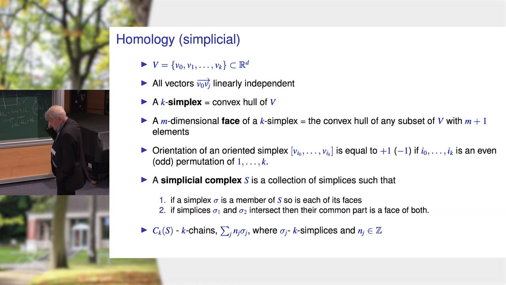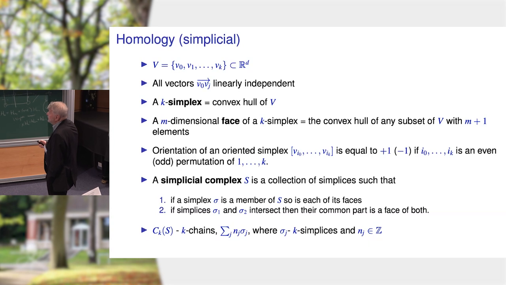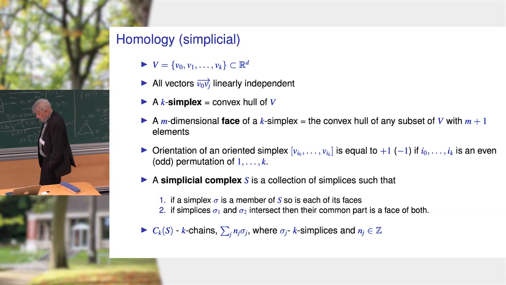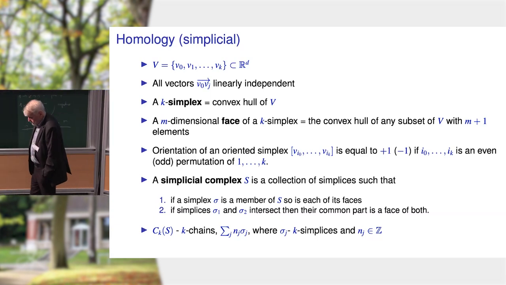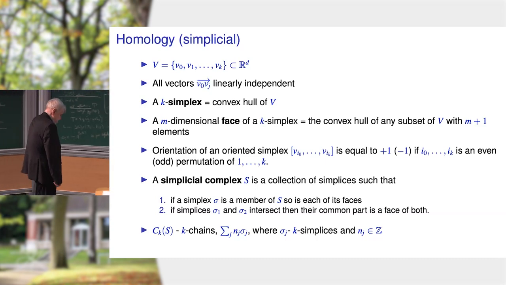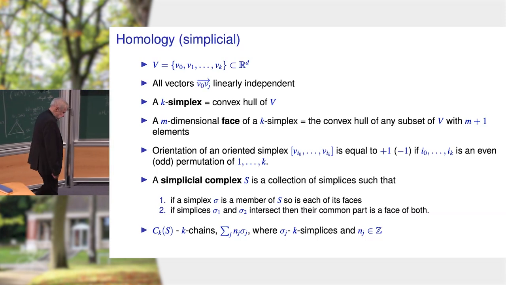So a k-simplex is a convex hull of k+1 points, and an m-dimensional face of it is a convex hull of any subset. And you can orient the faces or simplices themselves by imposing some arbitrary order, and then evaluate this orientation by finding the sign of the permutation of these vertices.